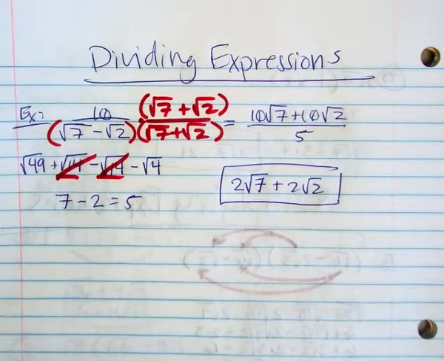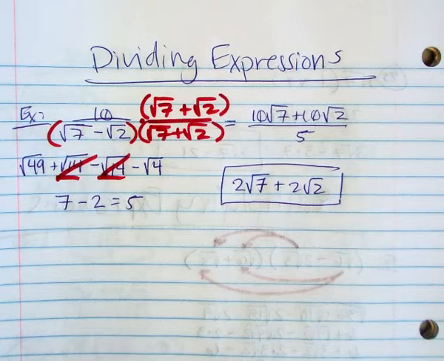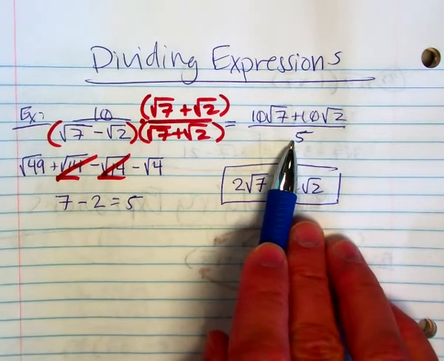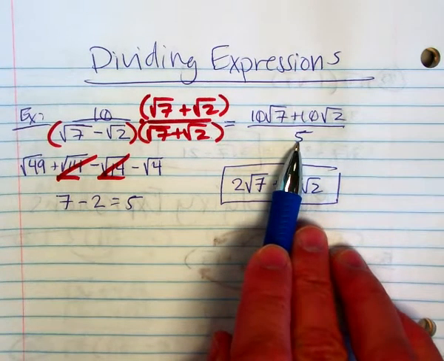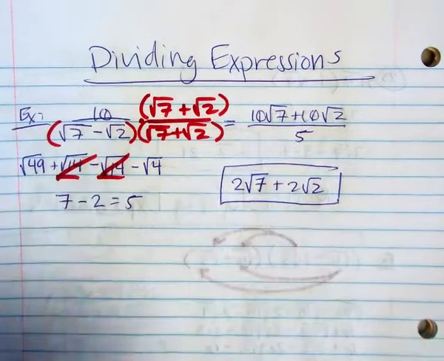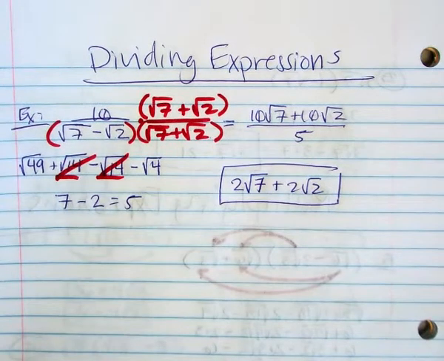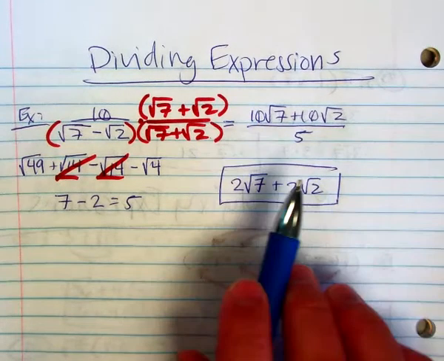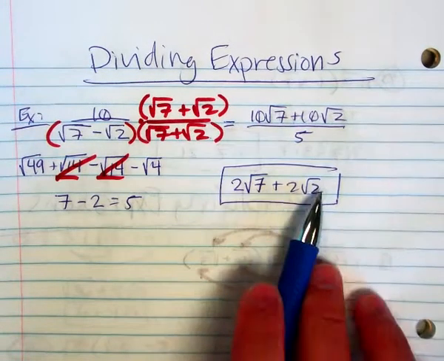You will not always be able to reduce at the end. Sometimes this here, before we reduced it, will be your final answer. What if I had a 3 there instead of a 5? 3 doesn't go into 10. I would have left it exactly how it was. So sometimes you'll leave it, but if that denominator goes into both of those coefficients on the top, you need to do that.